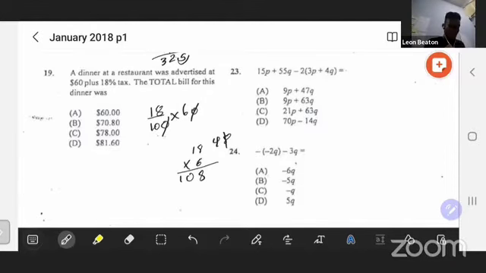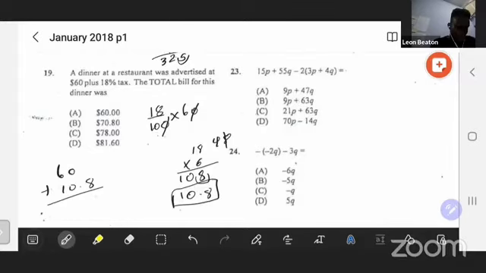So we have 108, and you got to divide it by this 10. So we just got to move the decimal point there. So 10.8 is the amount of tax that he will pay. And the total bill will be, this is the amount of money that he paid in tax, plus the $60 that it was advertised for. This would be 60 plus 10.8. That will give you $70.80, which is B.